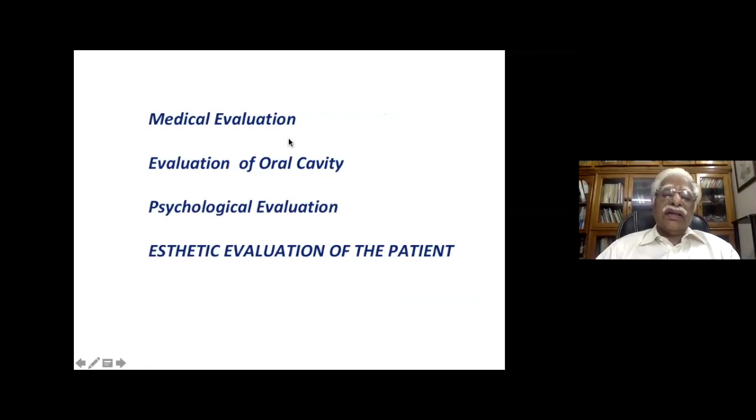Before you start the treatment planning, you have to do medical evaluation, oral cavity evaluation, and psychological evaluation. Along with that, the most important is aesthetic evaluation of the patient, because orthognathic surgery means surgical straightening of the jaw. So natural aesthetic evaluation is the most important. I need not tell you much about the medical evaluation. And for evaluation of the oral cavity, it is very definite that the oral cavity has to be really healthy before you do the surgery.